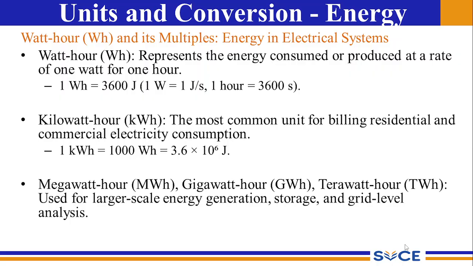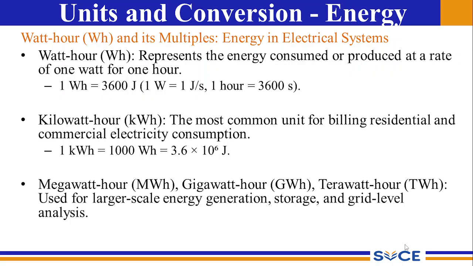When you look at household energy consumption, we always express it in terms of 150 units, 200 units, or 250 units. One unit is nothing but 1 kilowatt hour. It is a common unit for residential and commercial building electricity consumption. 1 kilowatt hour is equal to 1000 watt hours, which is equal to 3.6 × 10^6 joules.